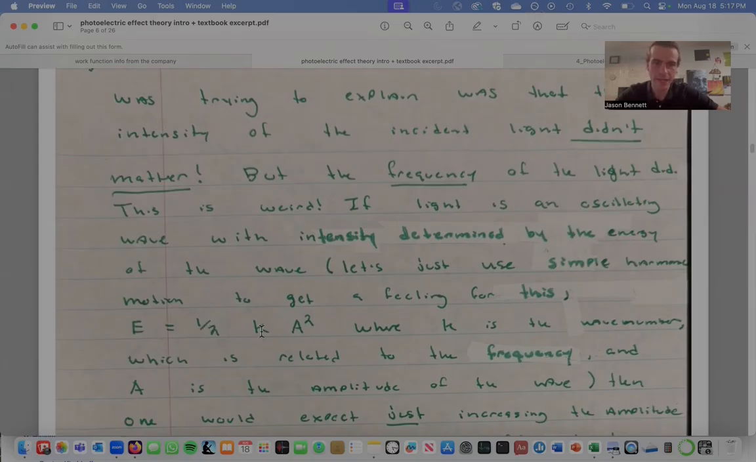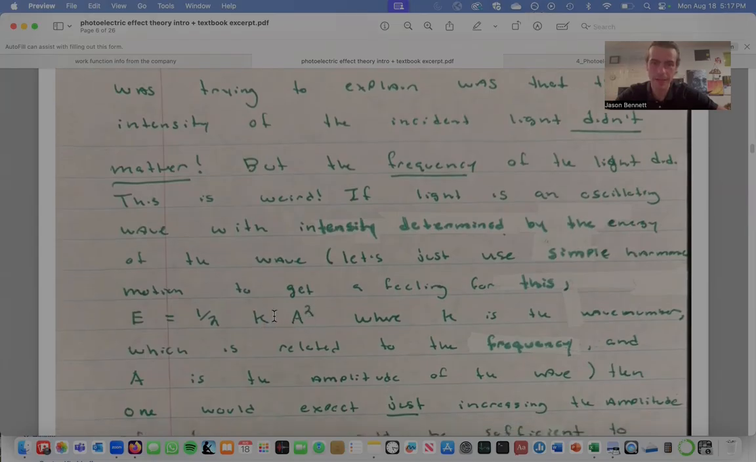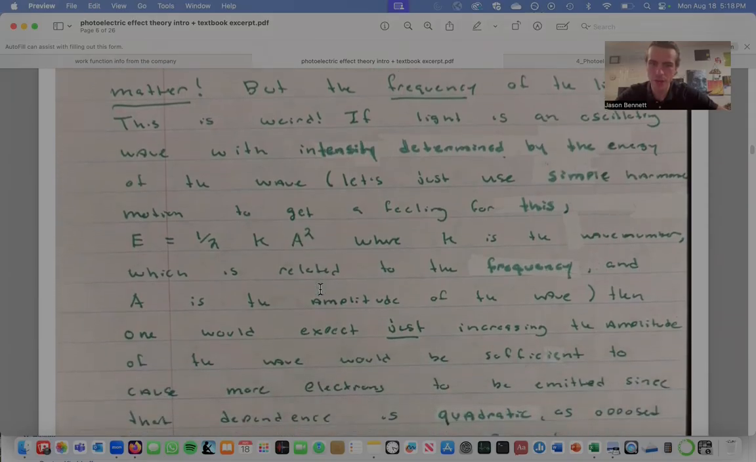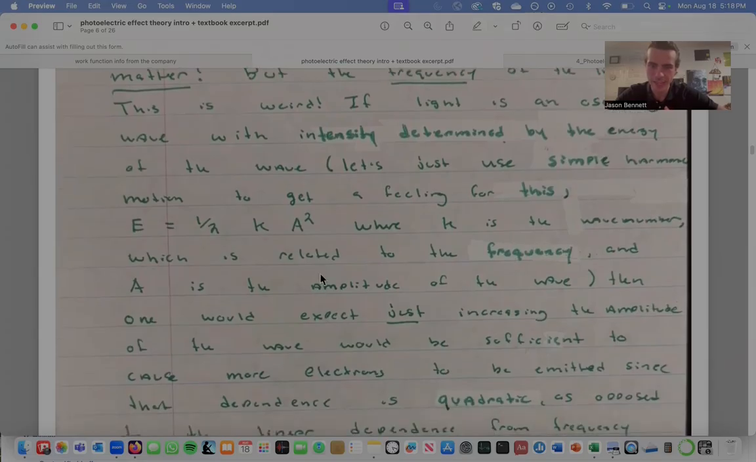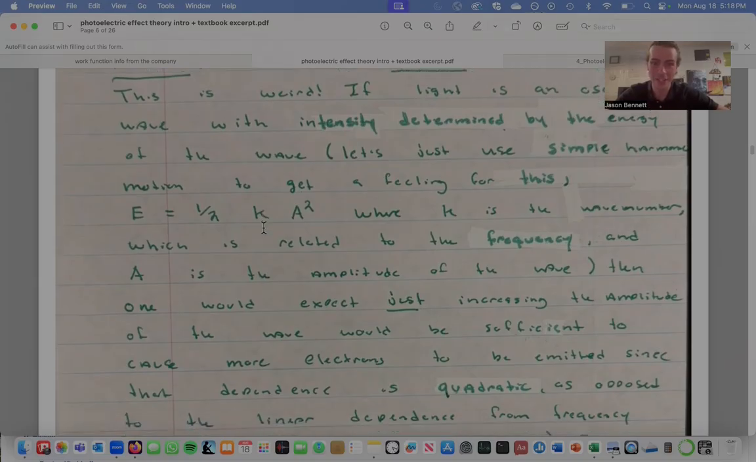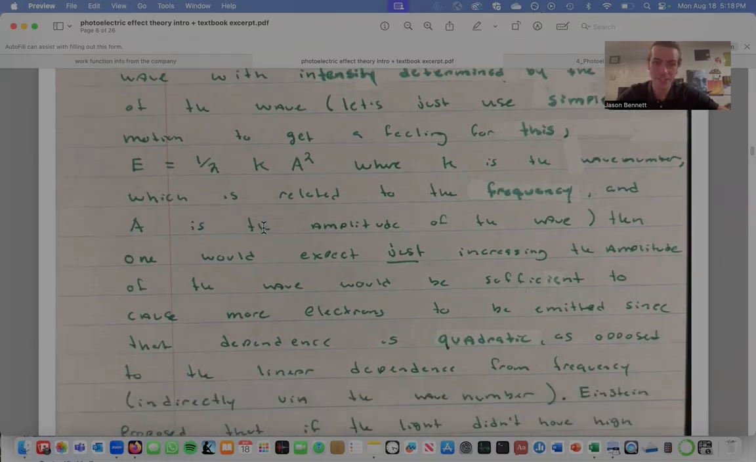So energy is 1/2 Ka squared, where K is the wave number, A is the amplitude. And the wave number, we know that's related to the frequency as well. So it is dependent on the frequency, but it's dependent on the amplitude squared. So you would think that if you just shine brighter light, it will give more energy to the light in a better way, right? This has a linear dependence. This has quadratic dependence. So you would think that shining brighter light is more important than frequency, but it turns out it's not the situation. It's really just the frequency that changes things here.